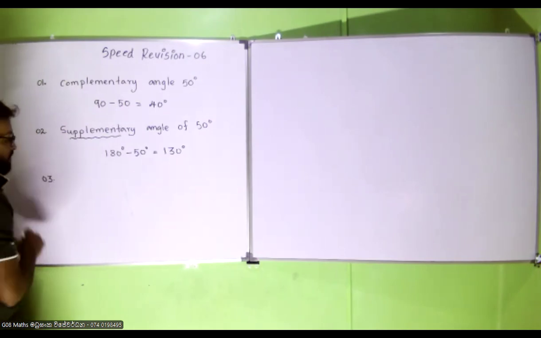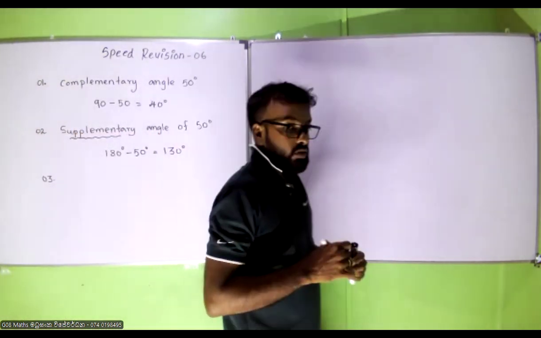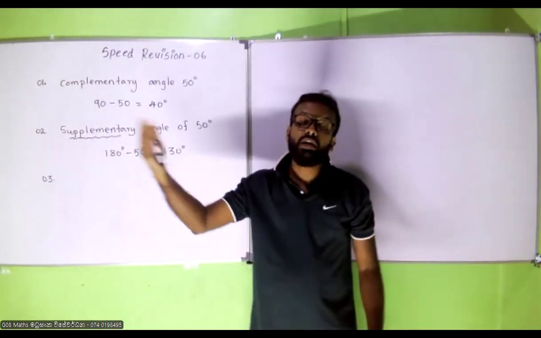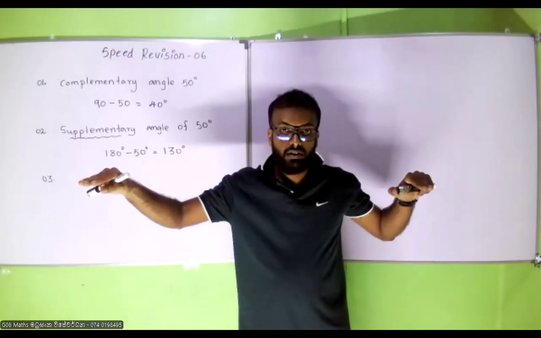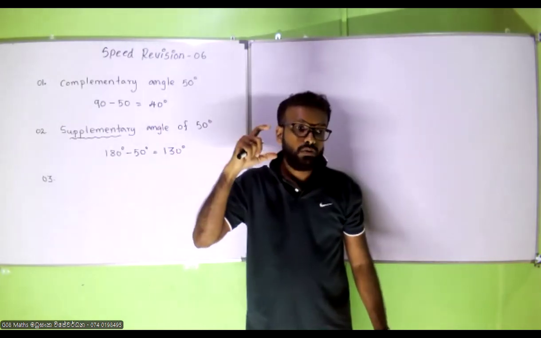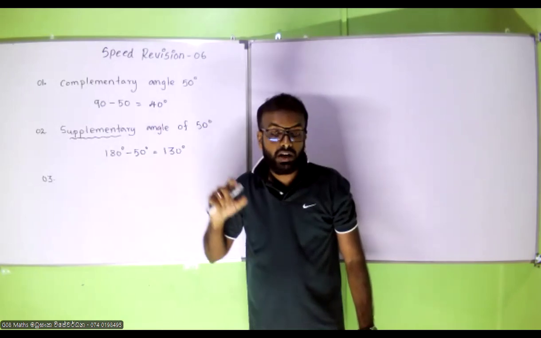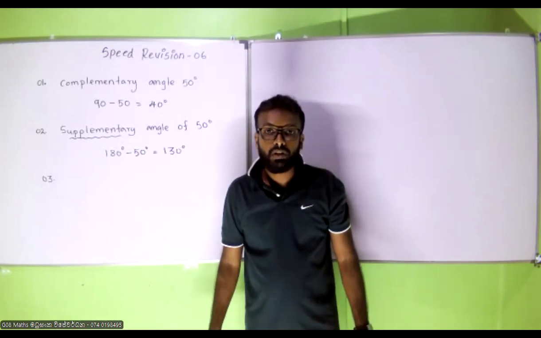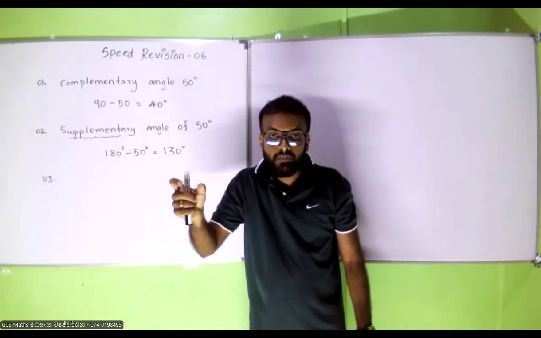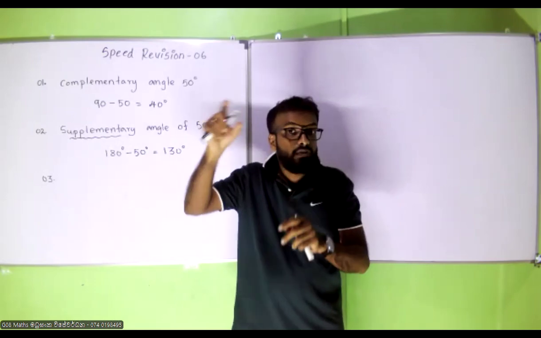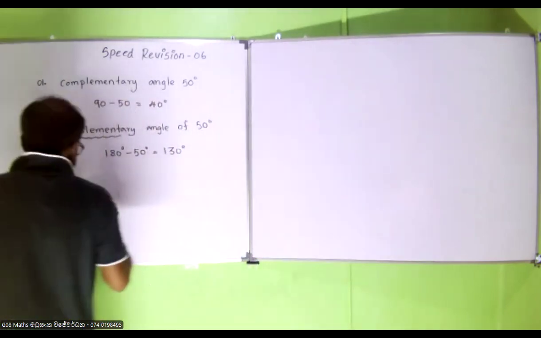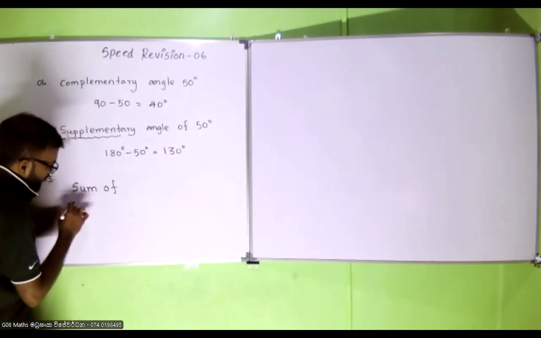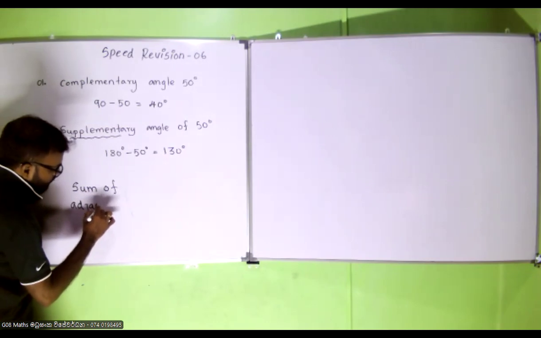Then in the third question, what they are asking is, write down the reason for BD being a straight line. If you want to make sure that BD is a straight line, what you have to do is take the summation of the adjacent angles, the sum of adjacent angles.